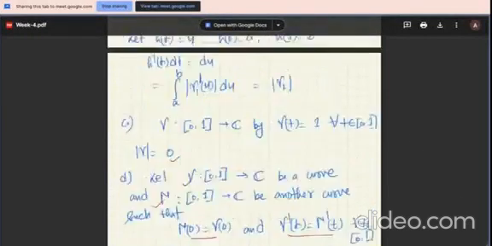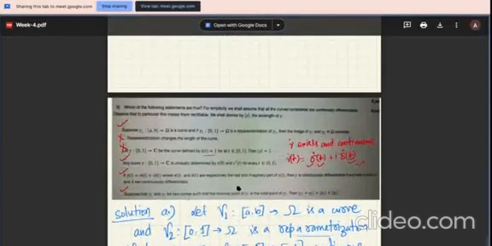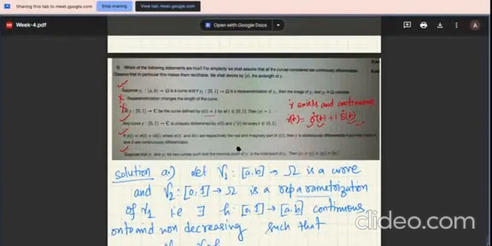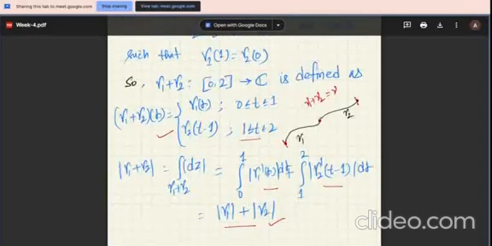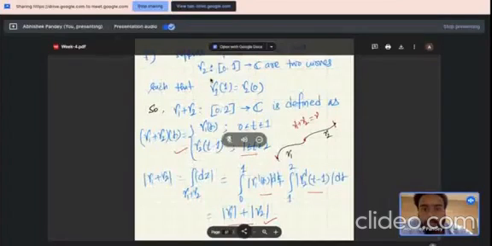So what is the next thing? Suppose that gamma 1 and gamma 2 are two curves such that the terminal point of gamma 1 is the initial point of gamma 2. Then the length of gamma 1 plus gamma 2 is nothing but length of gamma 1 plus length of gamma 2. How does this look? You have a curve gamma 1, the terminal point of gamma 1 is this, and the initial point of the next curve gamma 2 is this one only. So they are attached.